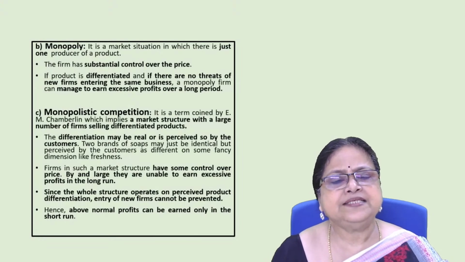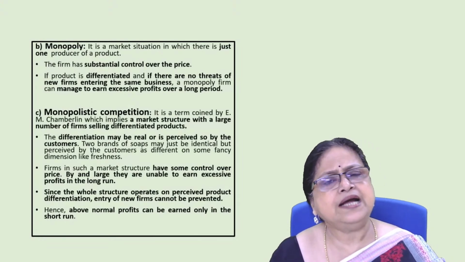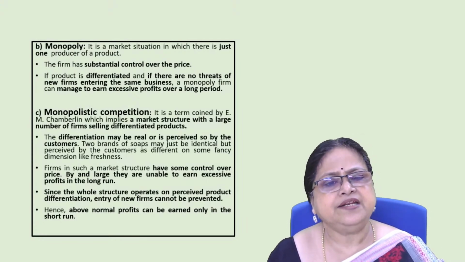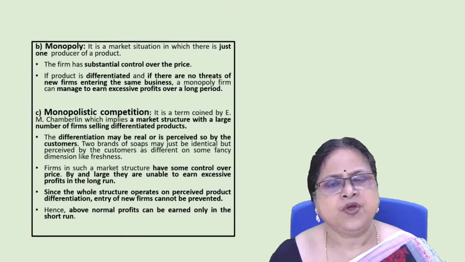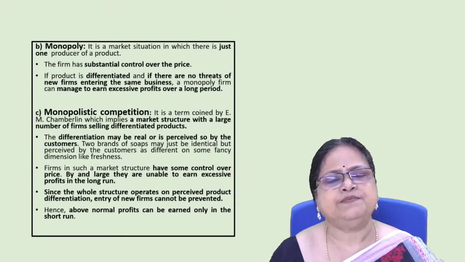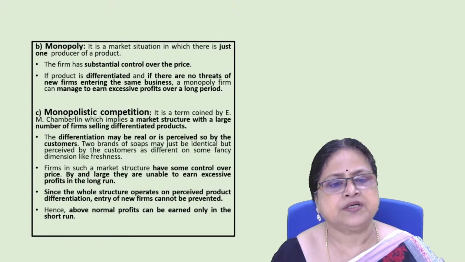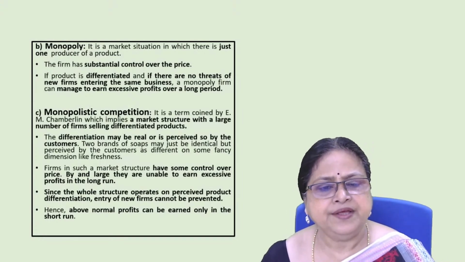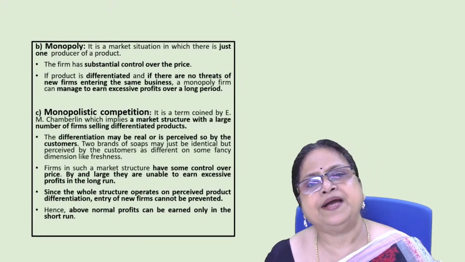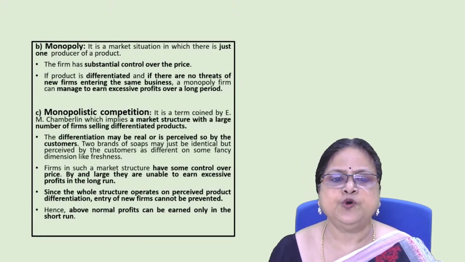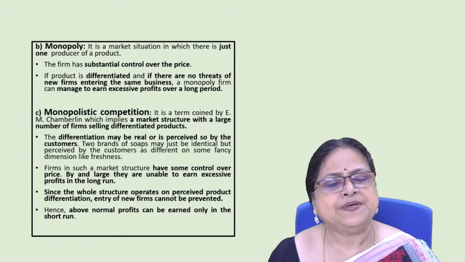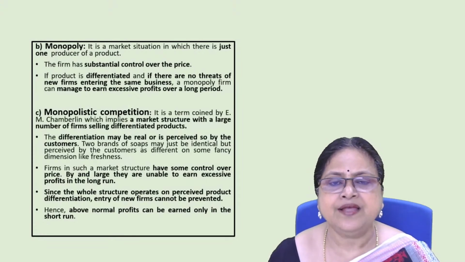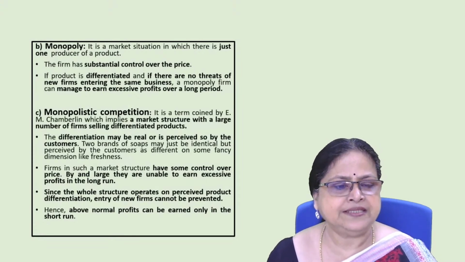It implies a market structure with a large number of firms, obviously, but they are selling differentiated products. All of them are selling, suppose, one particular product, but they are selling differentiated products. The differentiation may be real or perceived so by the customers. Two brands of soaps may just be identical, but perceived by the customers as different on some fancy dimensions like freshness or smell.